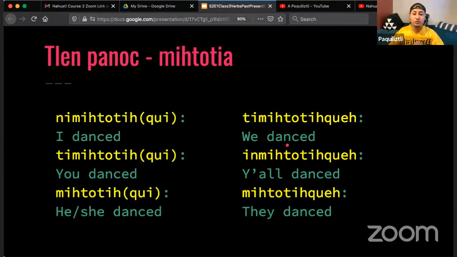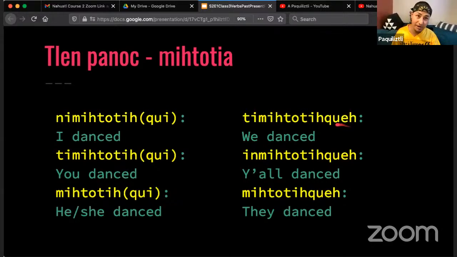¿Cuál? So that's why I have it in parentheses, because you could say nimihtoti, or you could say nimihtotihki, timihtoti, or timihtotihki, mihtoti, or mihtotihki, timihtotihke. So this is the plural form. Now notice that this ke is not in parentheses here.